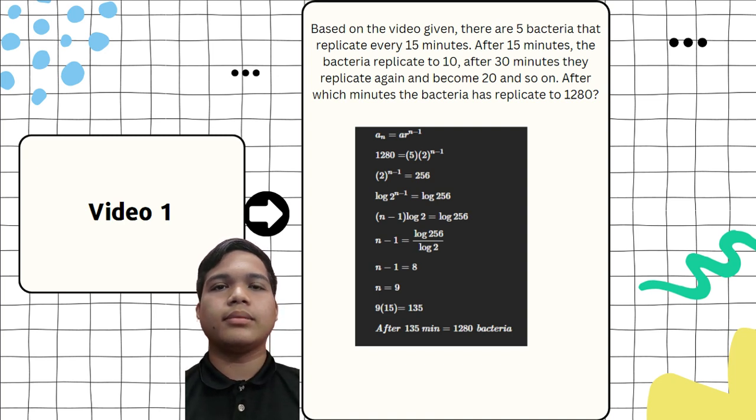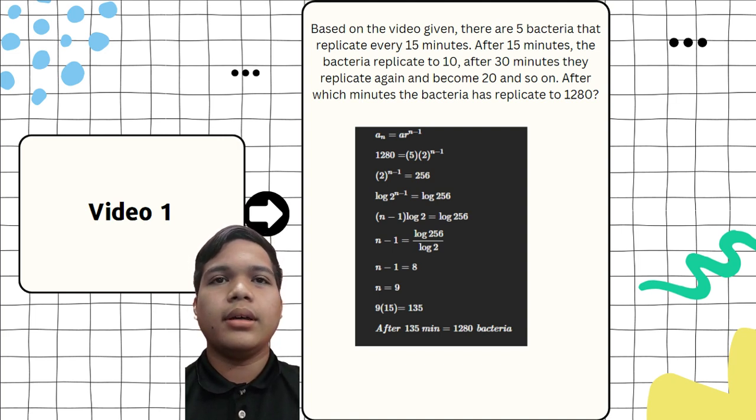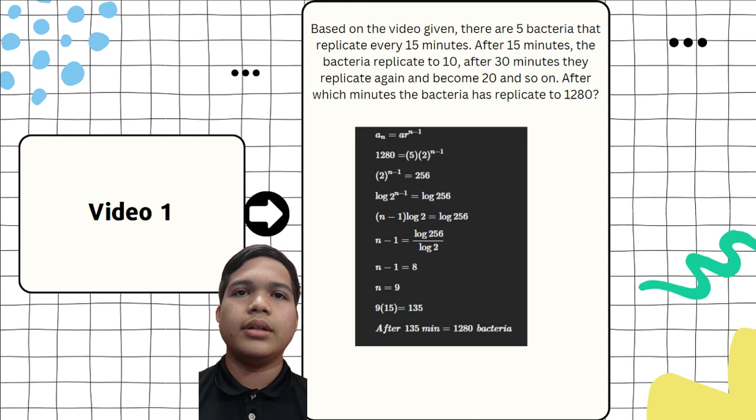We want to know at which minute the bacteria have replicated to 1280. So we will use the geometric progression formula, which is an equals ar power of n minus 1, where an is the nth term, which is 1280, a is the first term, which is 5, and r is the common ratio, which is 2. We got the common ratio 2 by dividing the value after 15 minutes by the value before 15 minutes, which is 20 divided by 10, or 10 divided by 5.